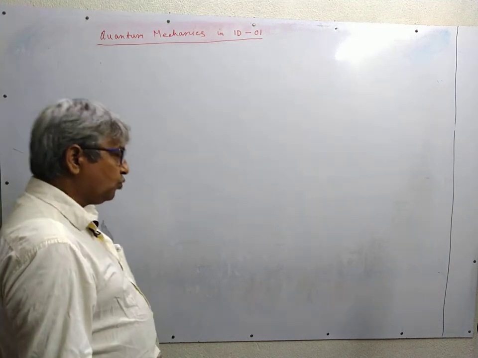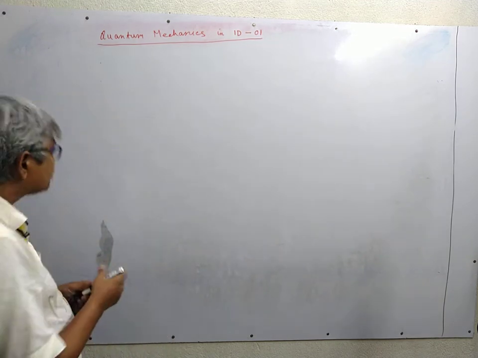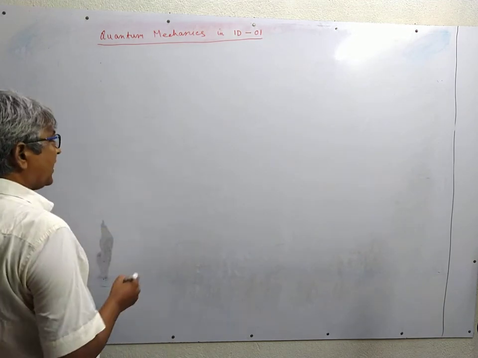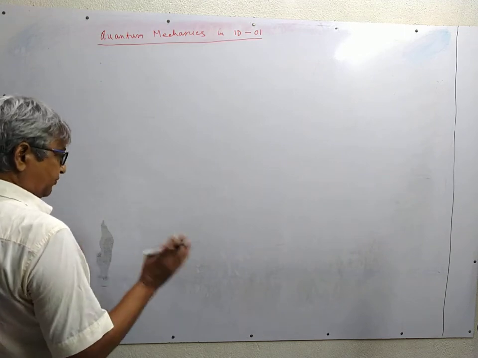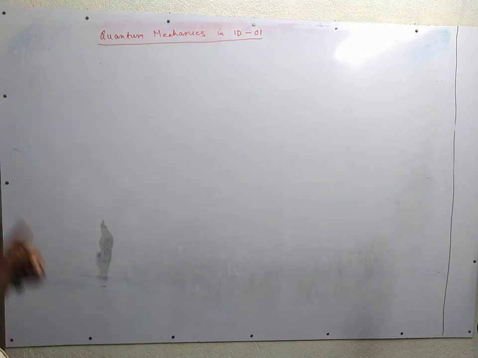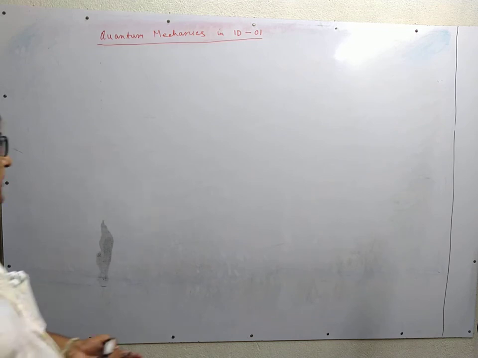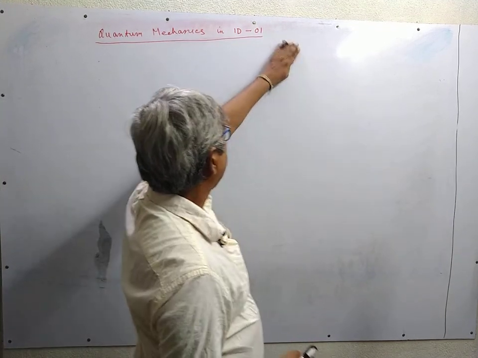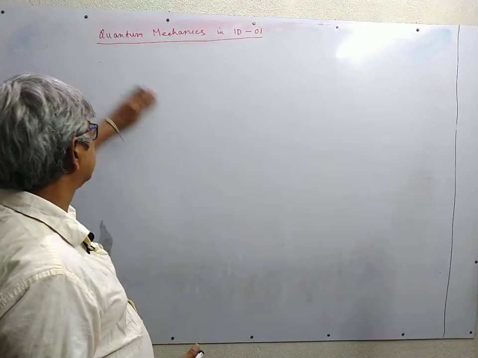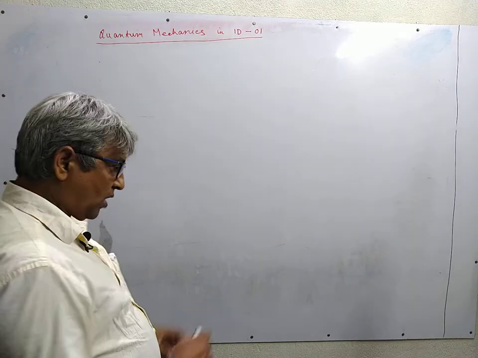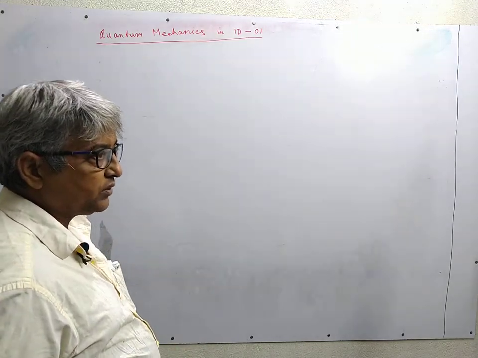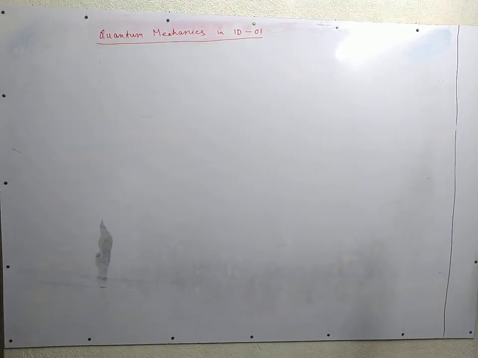Today we start our journey towards the quantum mechanics course included in semester 5 of the Calcutta University. This is the quantum mechanics course that the semester 5 students of the present year, Calcutta University students, are going to take up. Before we come to the subject matter of this semester, let me first recall what we have done in the last class, that is in the modern physics class.